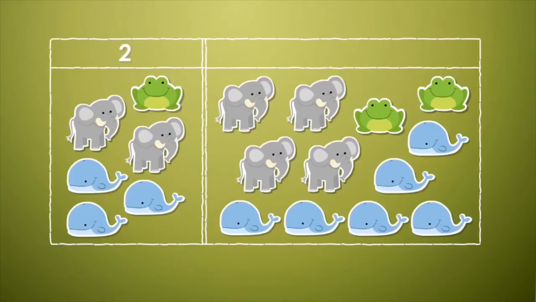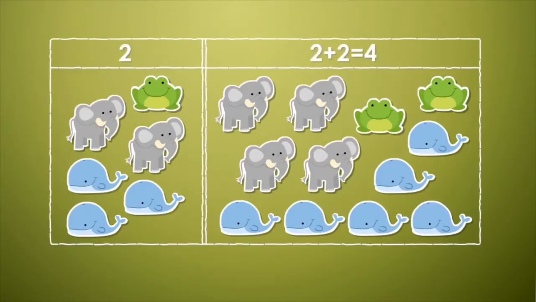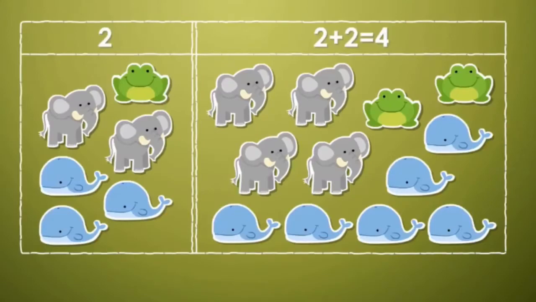Next, there are 2 elephants in the first column and 4 elephants in the second column. It's like adding twice the same amount of animals. If I've got one frog and I add another frog, I've got 2. 1 plus 1 equals 2. So the same happens with elephants. There are 2 elephants in the first column. I add 2 more elephants and I get 4. So 2 plus 2 equals 4.